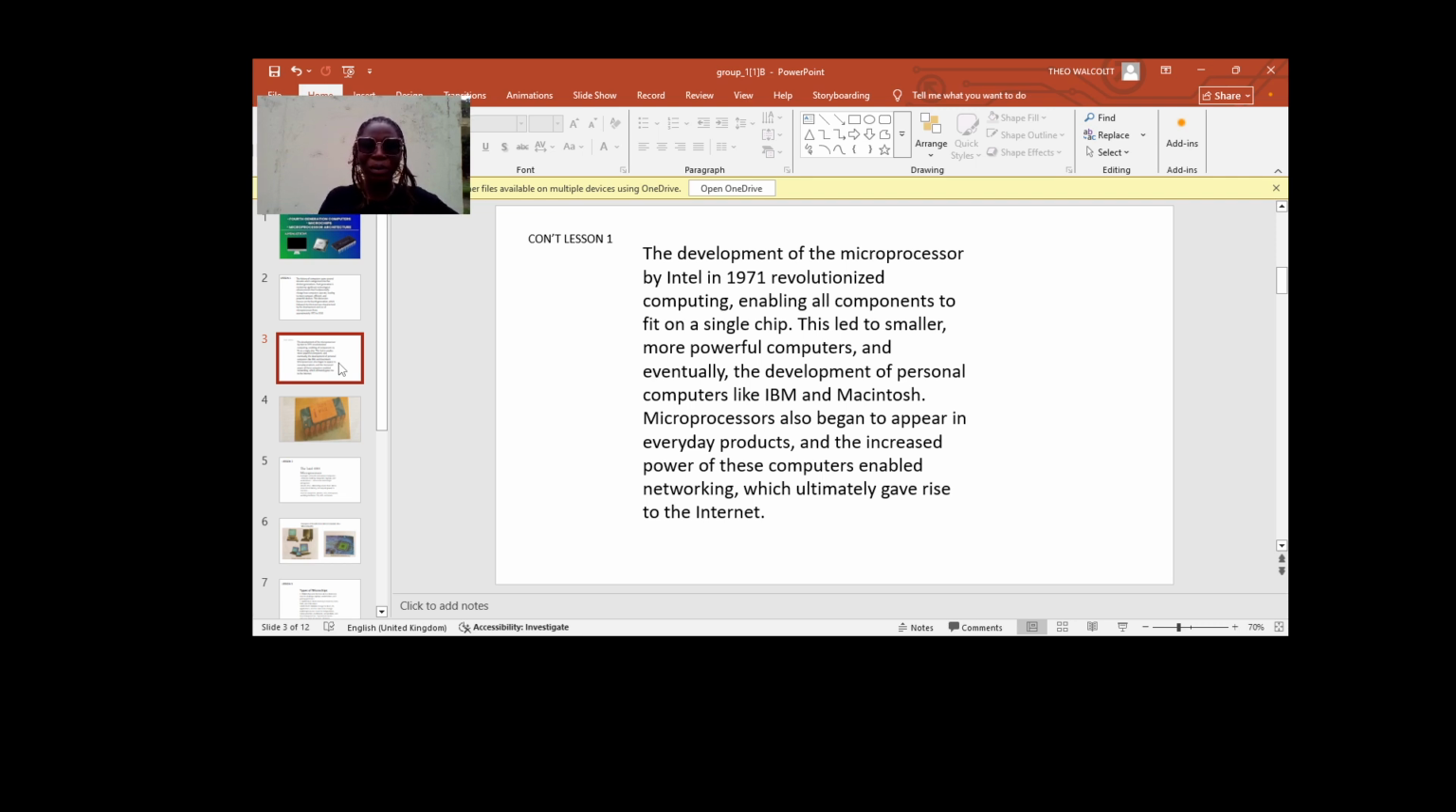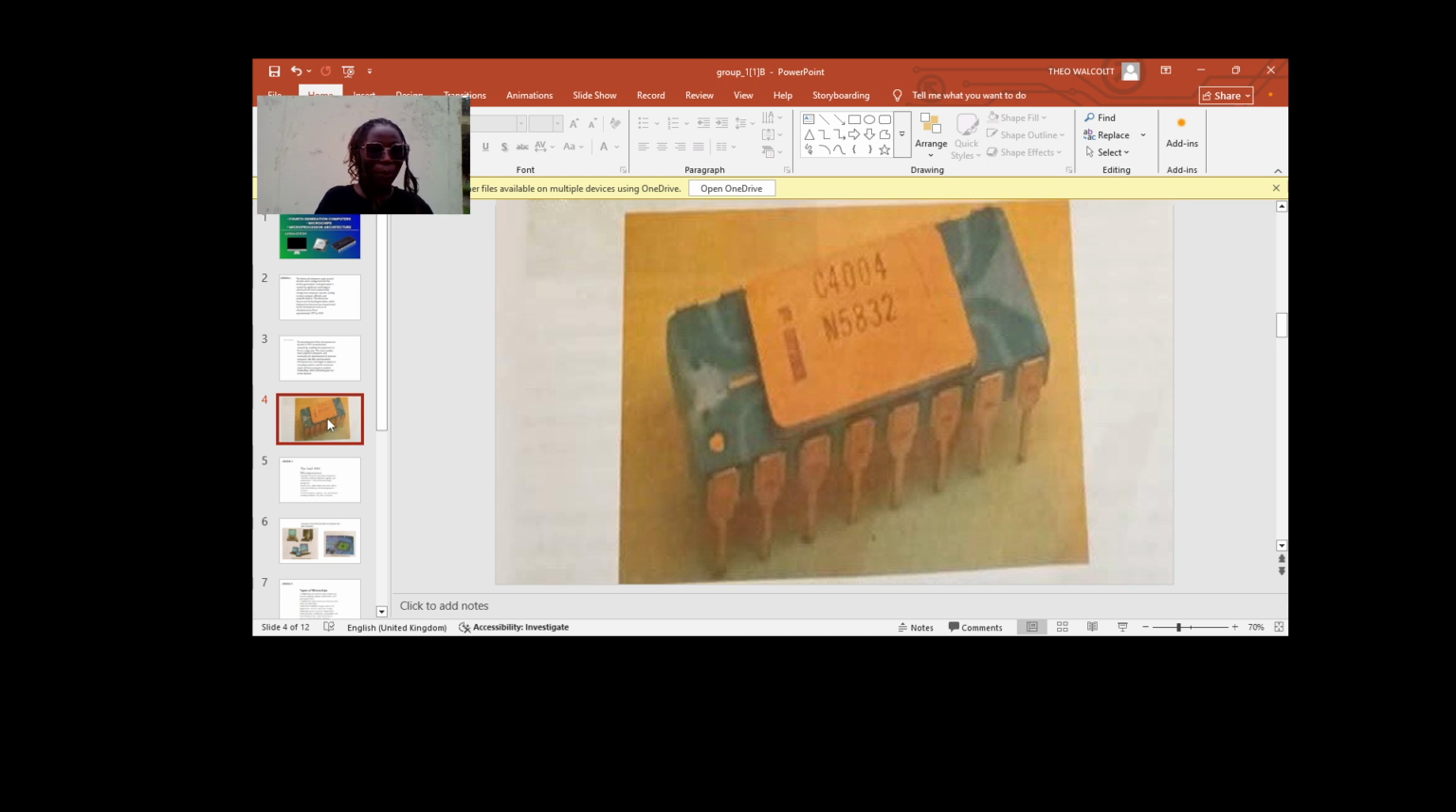Continuation of lesson 1. The development of the microprocessor by Intel in 1971 revolutionized computing, enabling all components to fit on a single chip. This led to smaller, more powerful computers and eventually the development of personal computers like IBM and Macintosh. Microprocessors also began to appear in everyday products, and the increased power of these computers enabled networking, which ultimately gave rise to the internet. So this is a picture of the microprocessor.